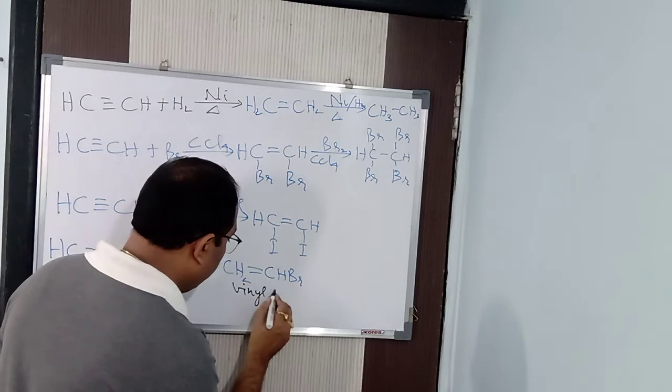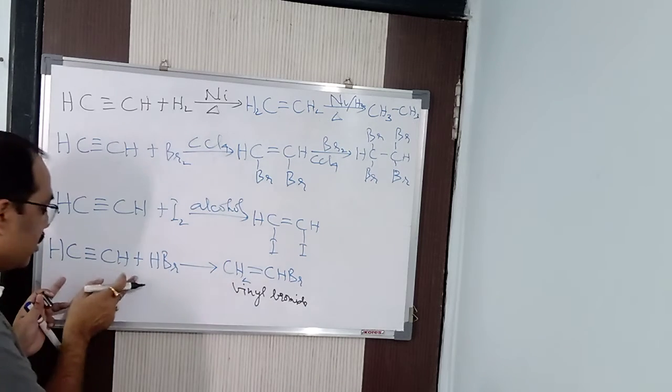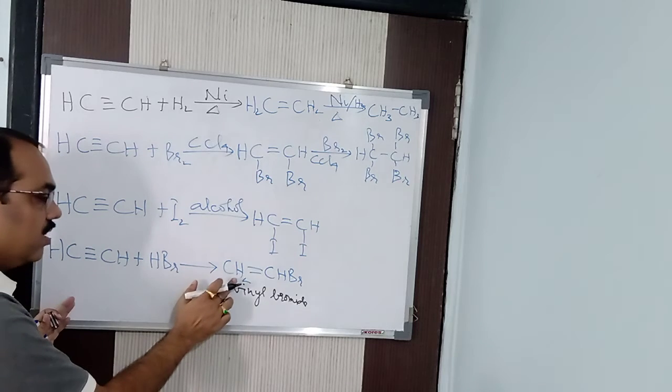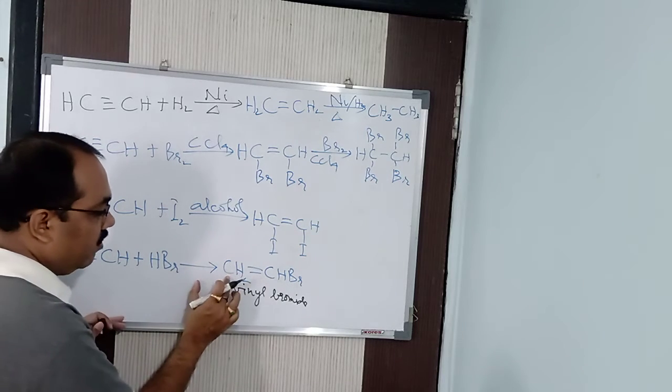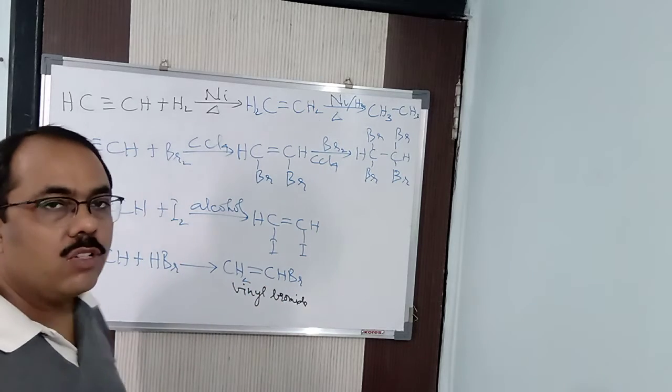So vinyl bromide. Now you might be thinking, sir, I have not removed, I have added hydrogen. Yes, you have added hydrogen to ethyne, no doubt. But if you see the structure, what is that? CH2 double bond CH. Actually, how did we get CH2 double bond CH?